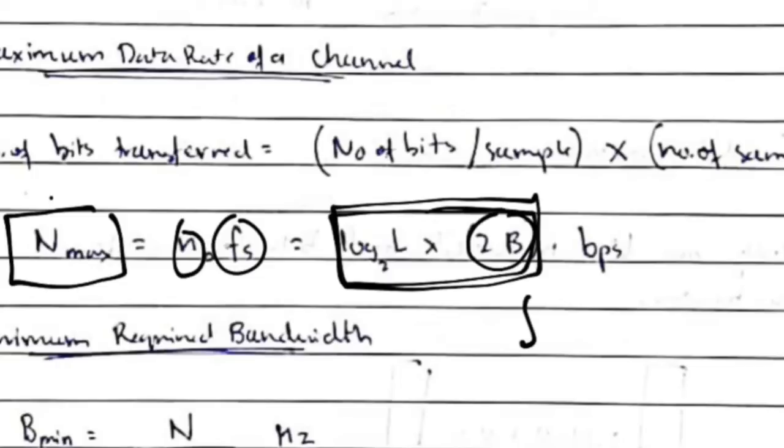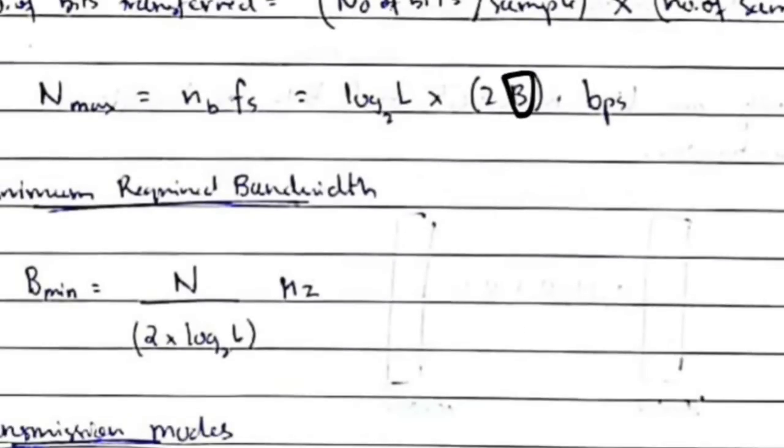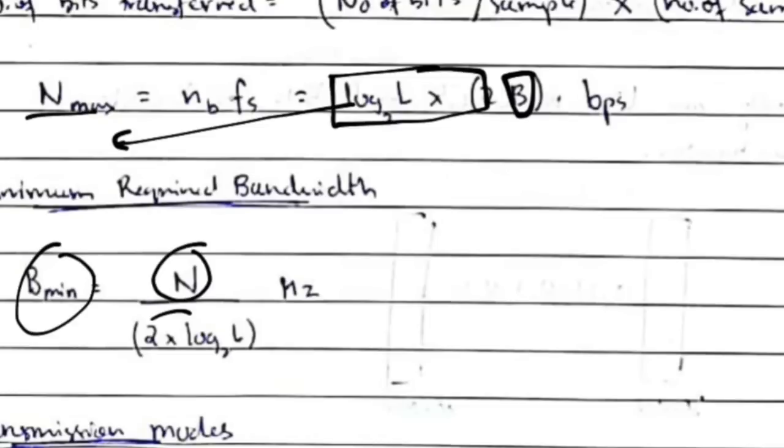In case the total number of bits transferred is given, we have to find the bandwidth. We can keep bandwidth here and move log L and 2 to the denominator of N max. So we'll get B min as N by 2 times log L.